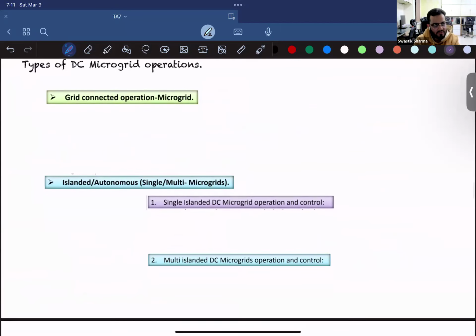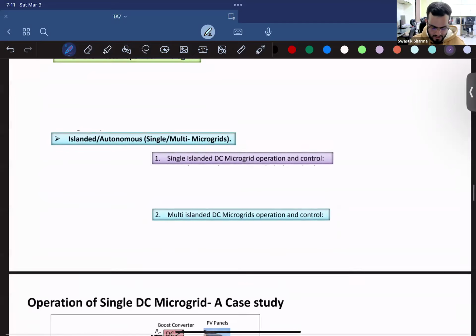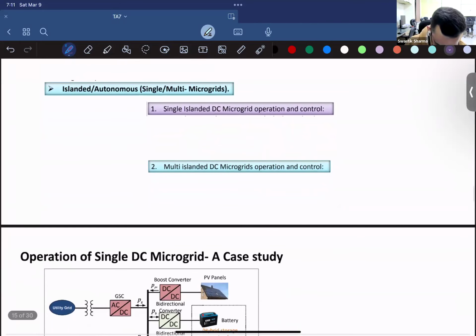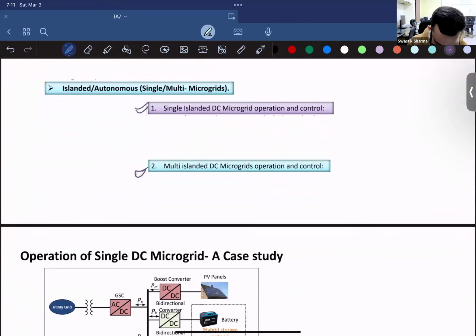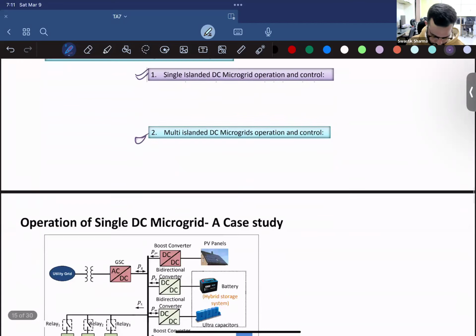Now, for microgrids, there are two kinds of operations we all know. One is the grid connected mode of operation. The other is the islanded mode of operation. We all know what grid connected mode of operation is, and we all know what islanded mode of operation is, so I won't go through the definitions of both. We'll just continue. In islanded mode of operation, there are two different kinds of operation. One is a single DC microgrid operation, and the other is multi-islanded DC modes of operation. Let's discuss one by one.